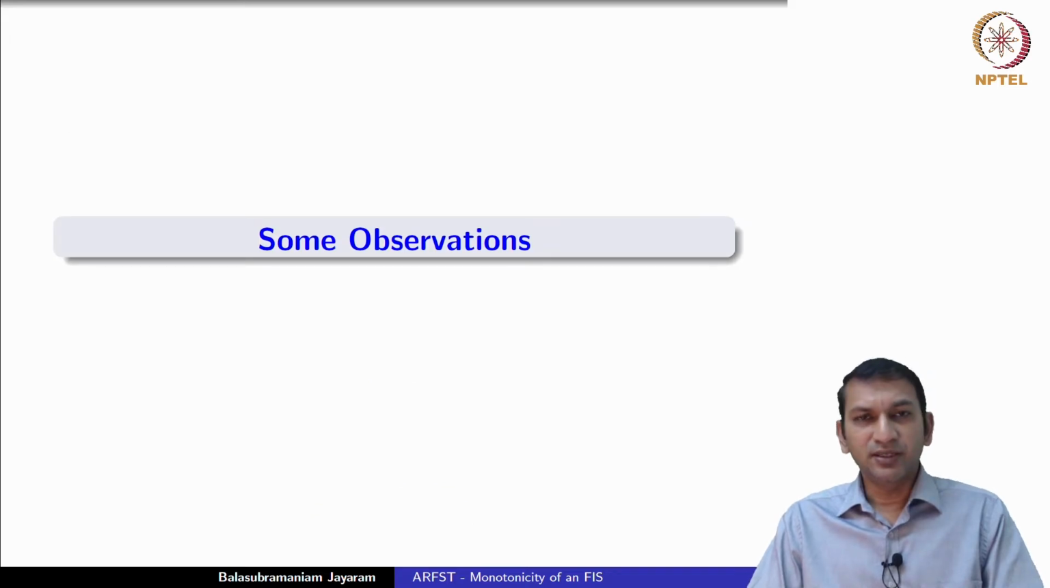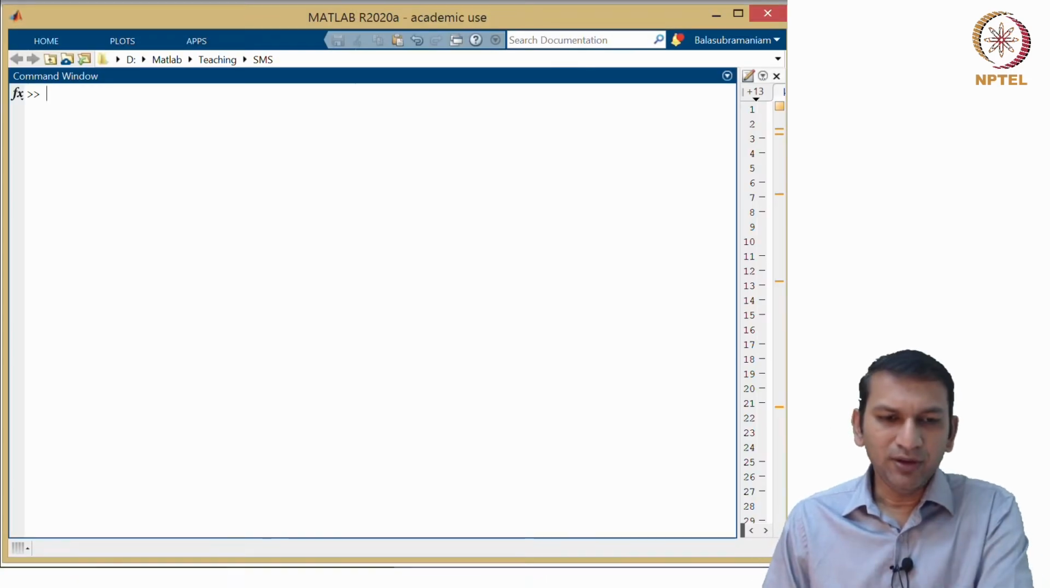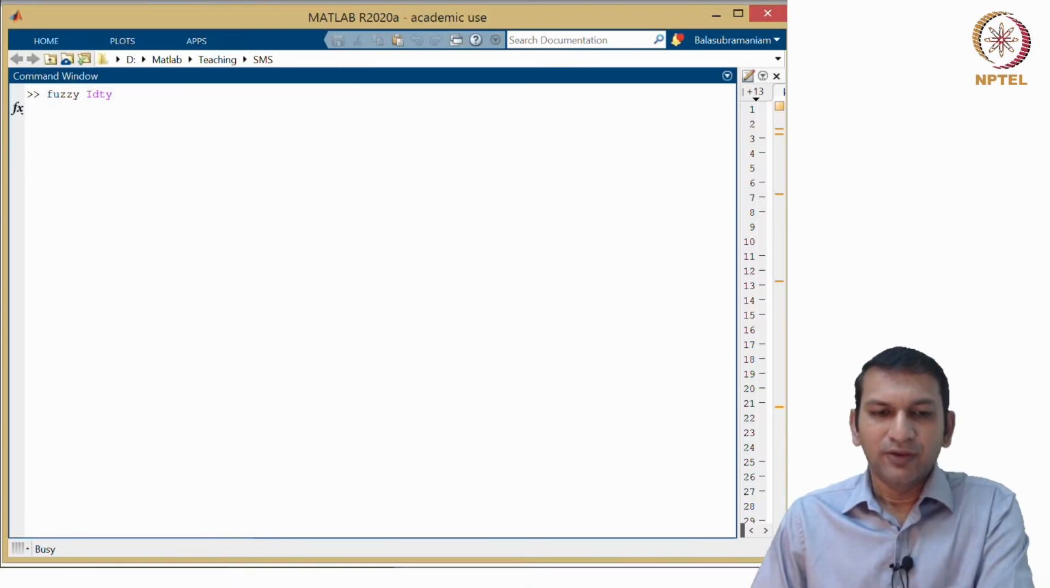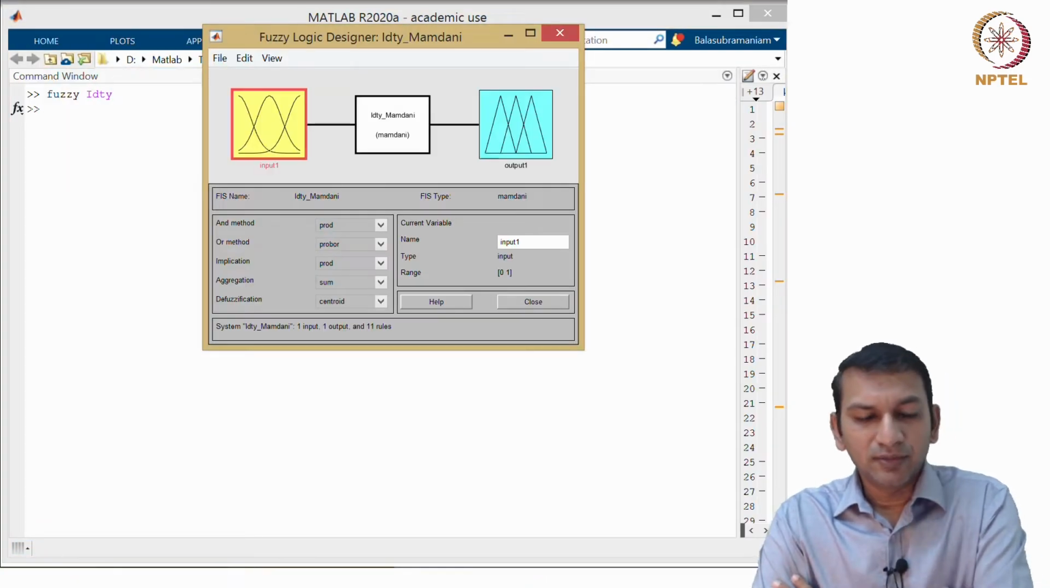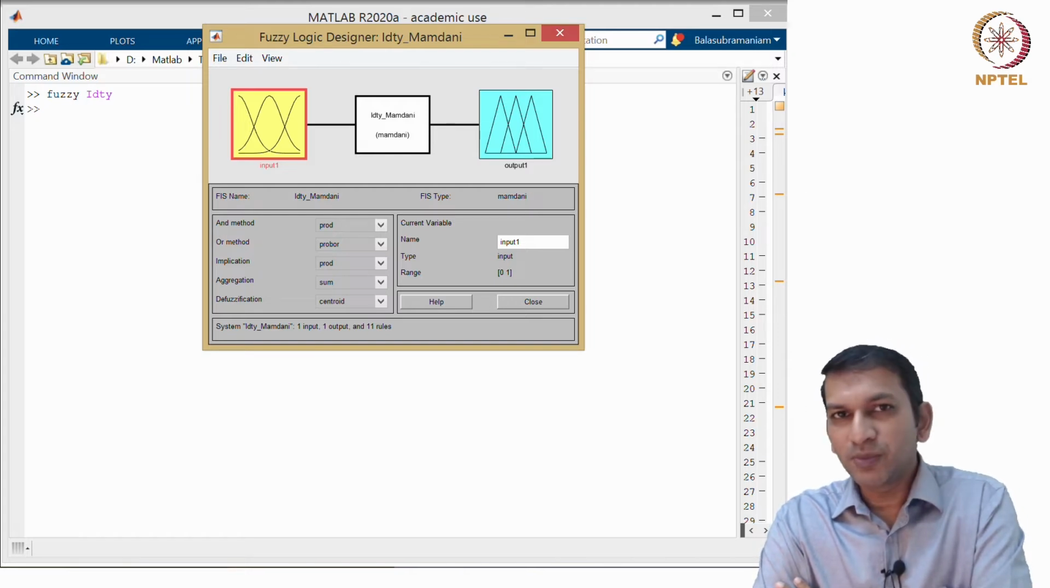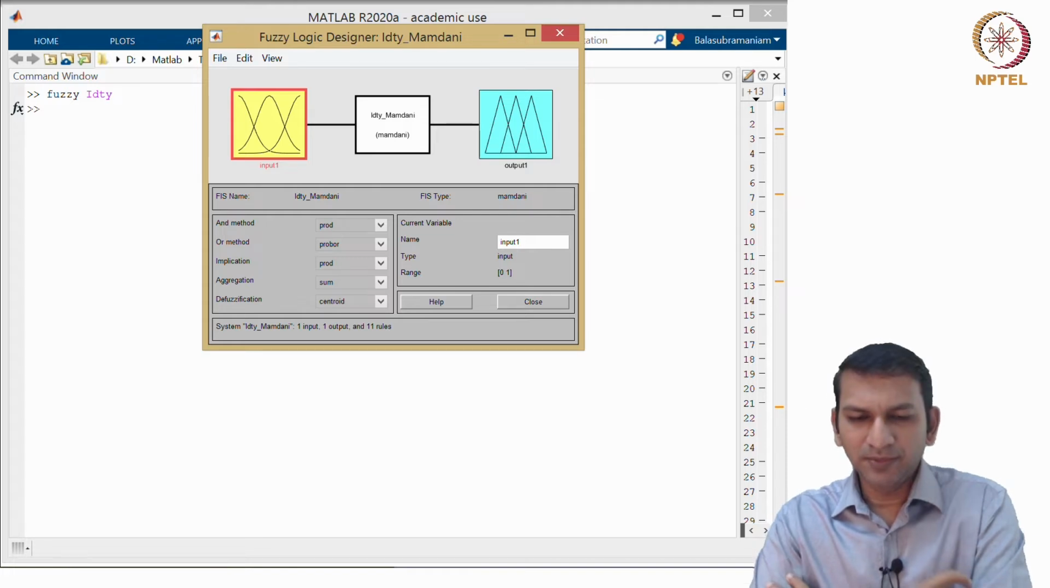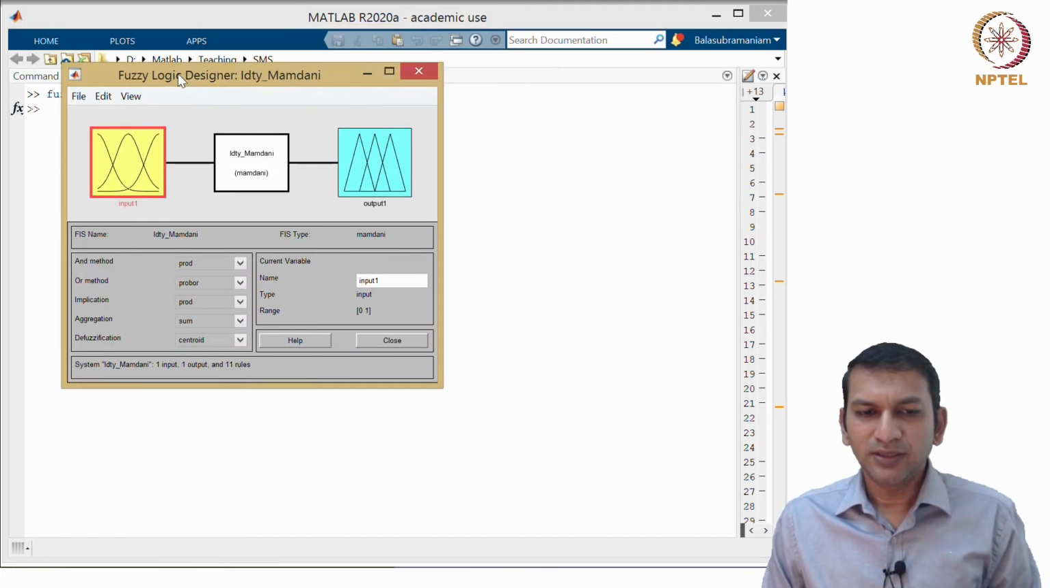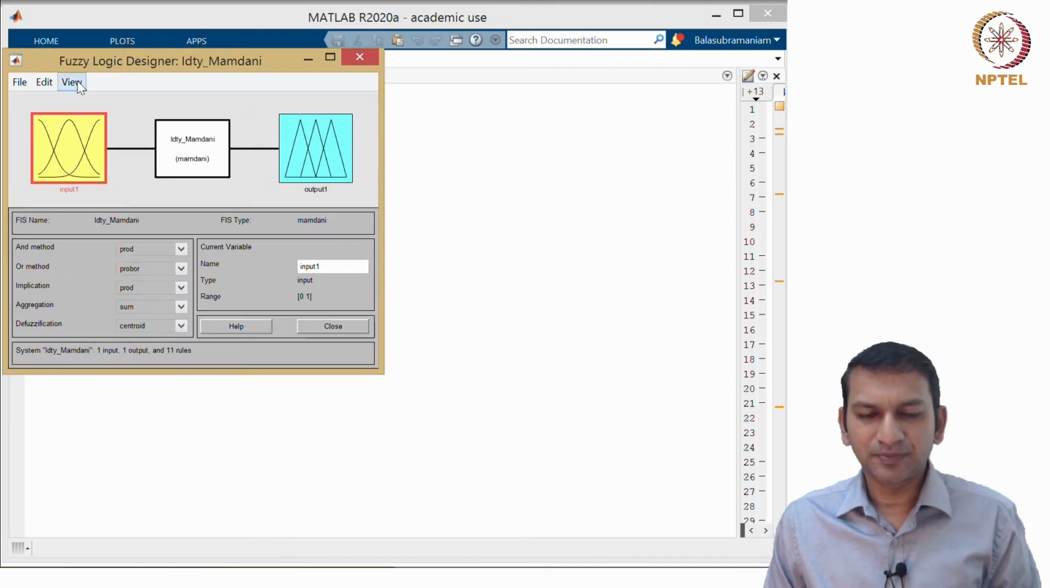Let us begin this lecture by making a few observations on some of the fuzzy inference systems that we ourselves created using the MATLAB Fuzzy Logic Toolbox a few weeks ago. Let us recall, we implemented a Mamdani fuzzy system to approximate the identity function from the unit interval to the unit interval. So this is the fuzzy system that we see.